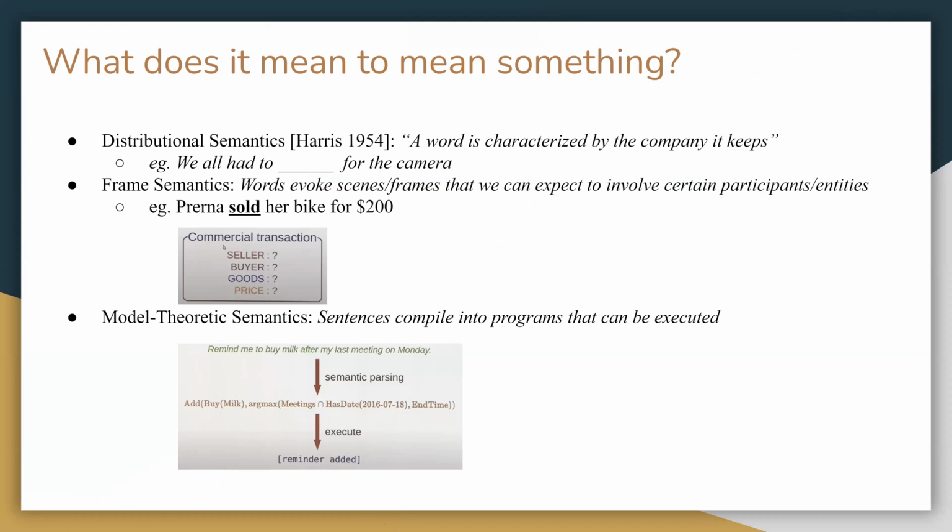Thus, a representation of a word that is predictive of a typical context in which it occurs is considered a good representation of its meaning. The paper we are presenting deals with distributional semantics because it is generally applicable and does not need human experts to annotate data or design features and representations for semantics. The other two theories of semantics, like frame and model theoretic semantics, are less practical and apply to sentences.